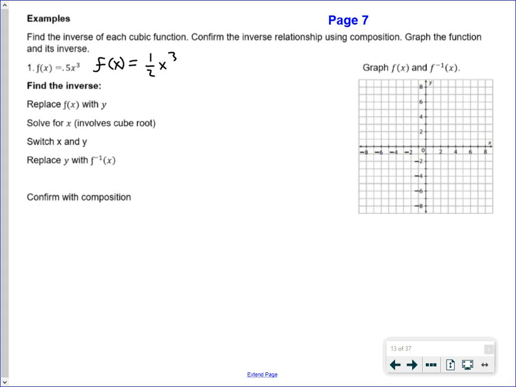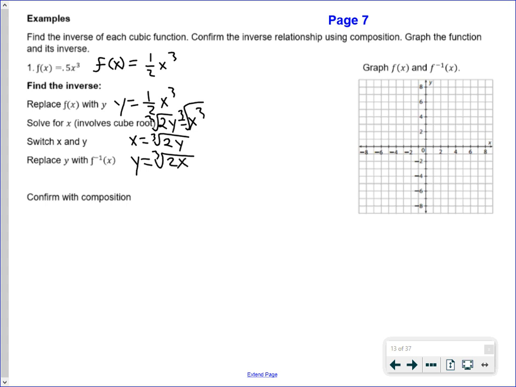Here, it says replace f of x with y. So we have y equals 1/2 x cubed. Then we're going to solve for x, which is going to involve cube roots. So if we solve for x, we can multiply by 2 on both sides. So we get 2y equals x cubed. And then we can take the cube root of both sides to get that x is going to equal the cube root of 2y. And then we switch x and y, so we get y equals the cube root of 2x.